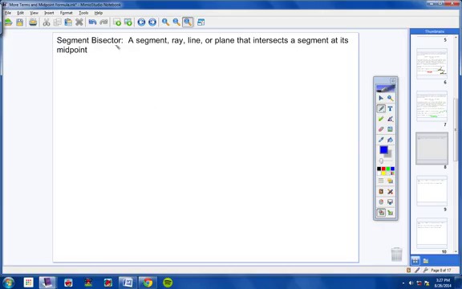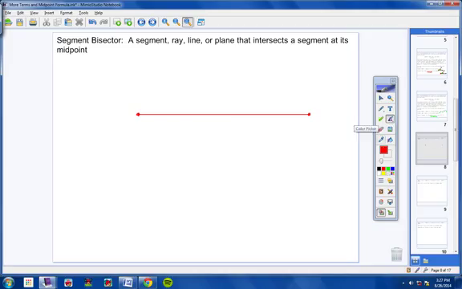Segment bisector. A segment bisector is a segment, ray, line, or plane that intersects a segment at its midpoint. Take some really good notes on this, please. Here's your segment, okay? Now I'm going to embarrass myself. I know some of you are really good artists, and I'm going to look pretty dumb, but that's okay. I'm not a good artist at all.